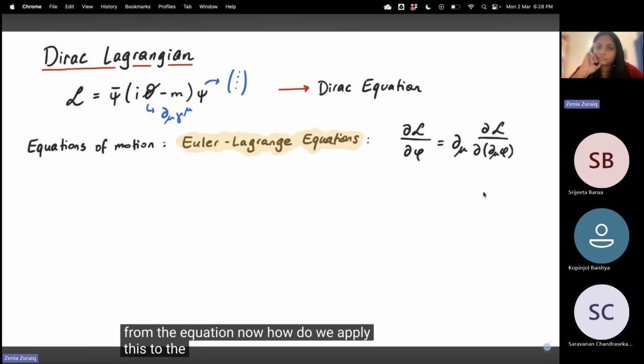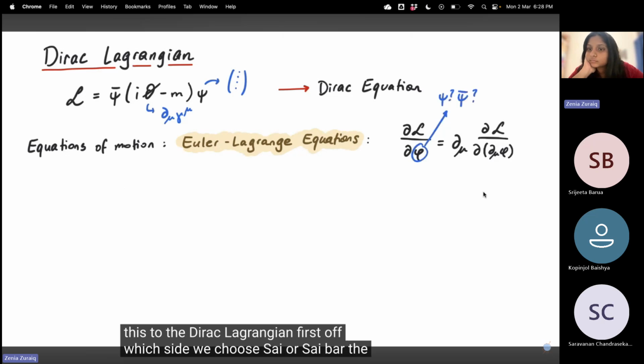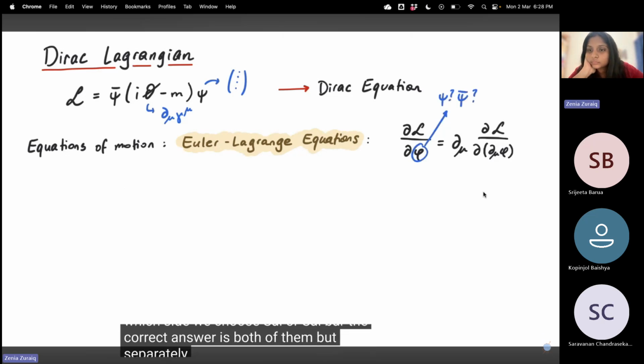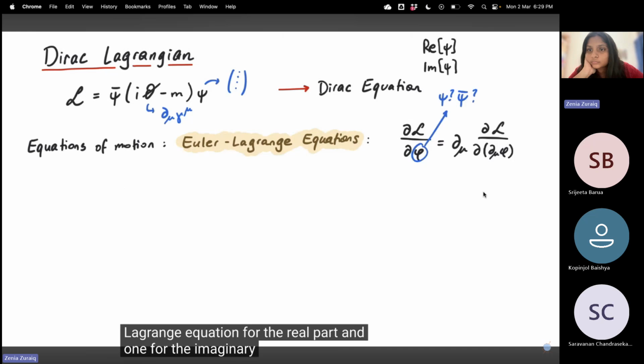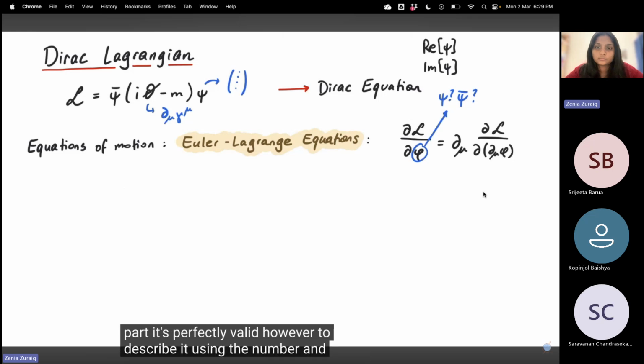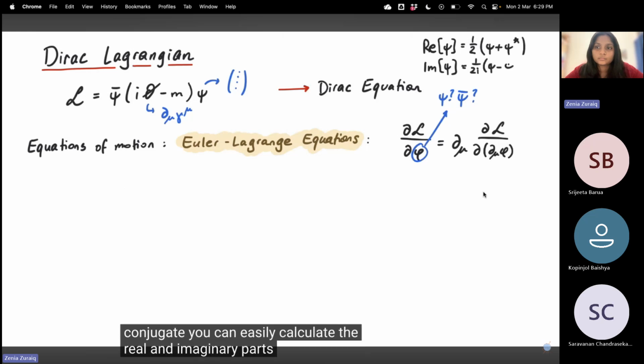Now, how do we apply this to the Dirac Lagrangian? First off, which psi do we choose, psi or psi bar? The correct answer is both of them, but separately. Since the spinor has complex entries, we should actually do one Euler-Lagrange equation for the real part and one for the imaginary part. However, this turns out to be quite tedious. So instead, we can do a trick. We usually describe a complex number via its real and imaginary part. It's perfectly valid, however, to describe it using the number and its complex conjugate instead. If you know the number itself and its complex conjugate, you can easily calculate the real and imaginary parts.